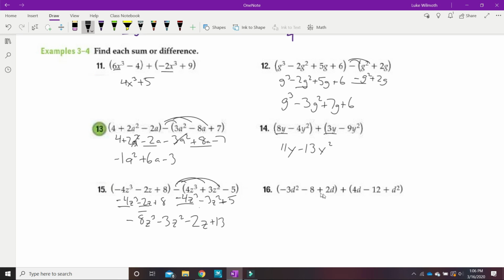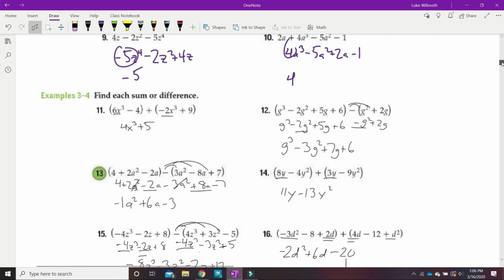Last one here, it's plus, so I don't have to rewrite it. Let's combine our like terms. Negative 3d plus 1d squared is going to give me negative 2d squared. Negative 8, oh sorry, let's look at the d's next. 2d plus 4d is 6d. And negative 8 minus 12 is going to give me negative 20. All right.